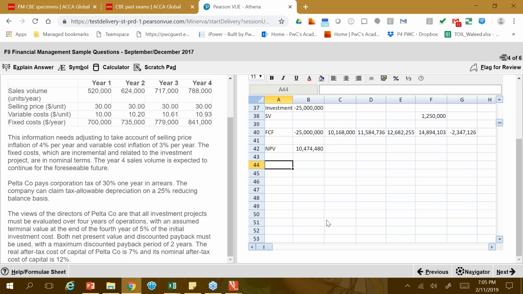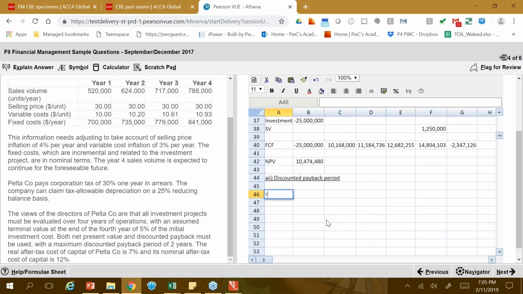We can say here that in A2, we are planning to do the discounted payback period. So first of all, we need the present values here. I'm going to create the columns here: free cash flows, discount factors at 12%, then our present values, and then our cumulative present values.